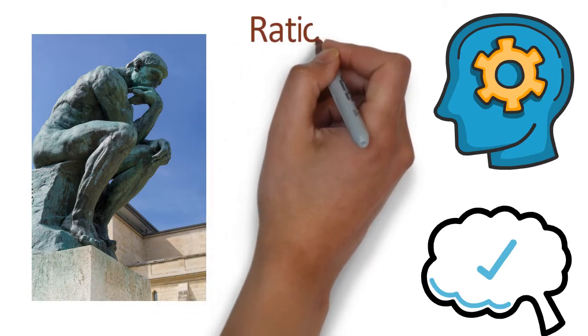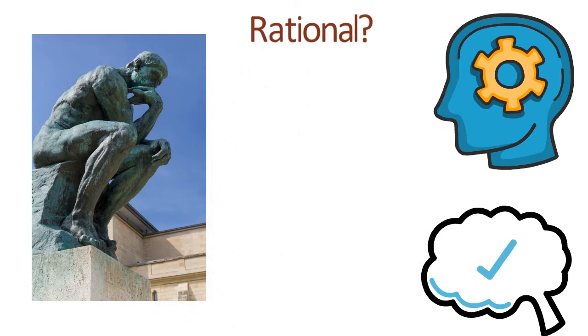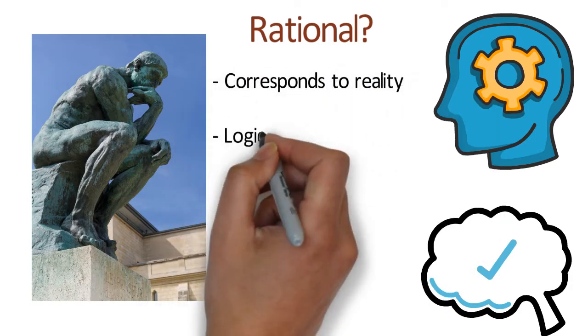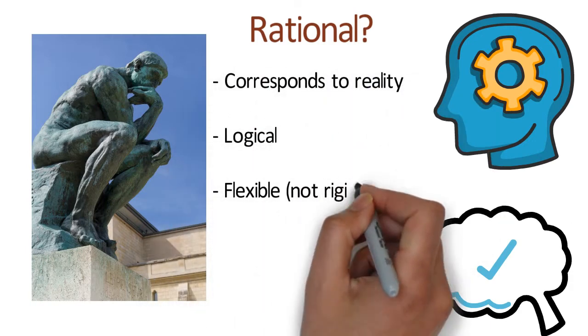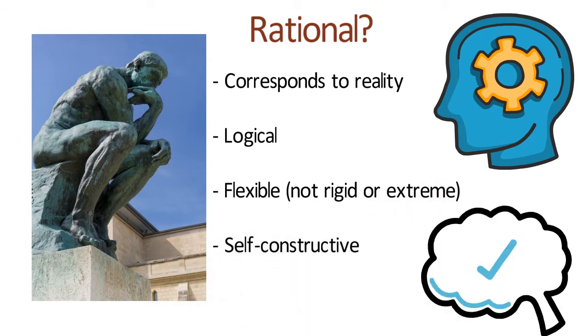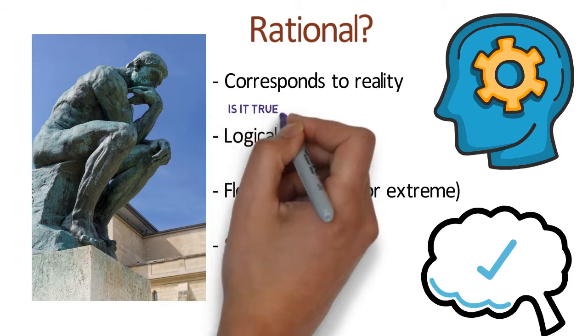Now, what do we mean by rational thinking? Well, according to REBT theory, rational thoughts are those that have four general characteristics. 1. They correspond to reality. 2. They're logical. 3. They're flexible and not rigid or extreme. And 4. They're self-constructive. So, to identify whether a thought is rational, just ask yourself the following questions.